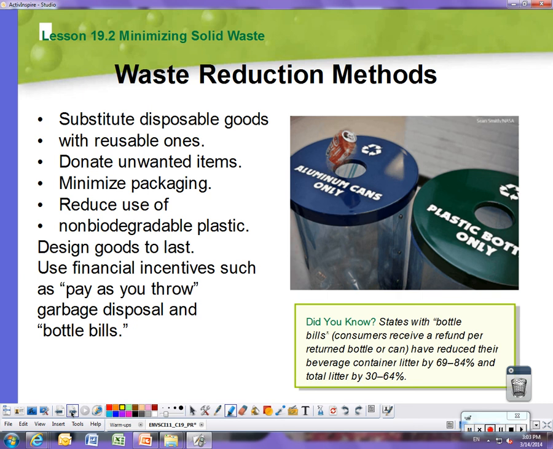So a lot of this is kind of old method. We're trying to create new things that won't make waste. But if we are going to make waste, we want to make sure that we donate the unwanted ones, that we reduce it, that we reuse it. Yeah, that's stuff you've learned in elementary school. Moving on.